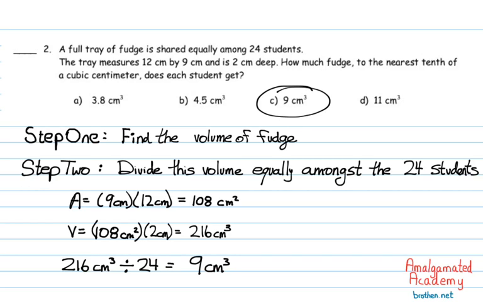Alright, so now we got a tray of fudge. Some people weren't too sure if they should calculate the volume or the surface area, but trust me, if you are eating some fudge, you want to have the biggest volume possible. So step 1, find the volume of the fudge. Step 2, divide this volume equally amongst the 24 students. So you find that you have a volume of 216 cubic centimeters. You divide that by 24, and every kid gets 9 cubic centimeters, which is not an awful lot of fudge, but more fudge than you have right now.